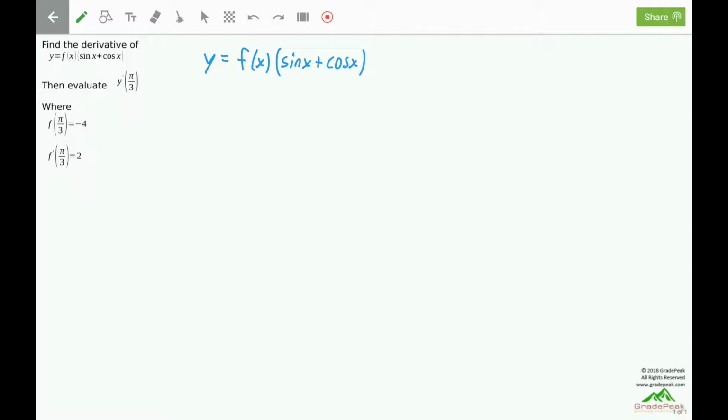Since we have a product of functions, the derivative will involve the product rule. The derivative y prime, or dy dx, will equal the derivative of the first, f prime of x, times the second left alone, sin of x plus cosine of x, plus the first left alone, f of x, times the derivative of the second. The derivative of sine is cosine. The derivative of cosine is negative sine. So there's our derivative y prime, or dy dx, using the product rule.